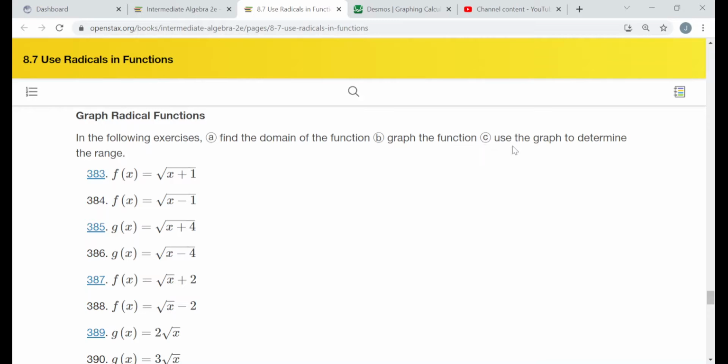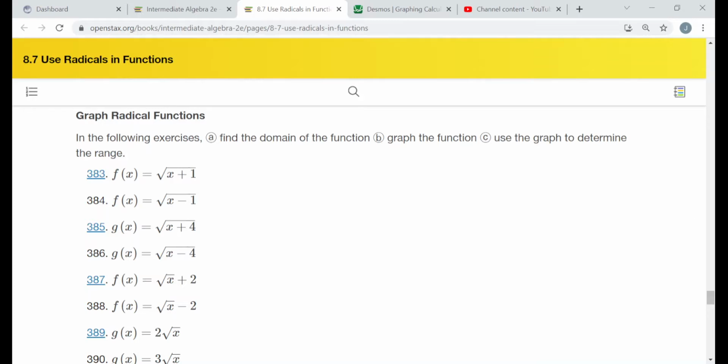And then we're going to use the graph to determine the range. Now remember, the range of a function was the set of the outputs. The domain is the set of the inputs. The range is the set of the outputs. For the domain, you're looking at the x-axis values that are used. And for the range, you're looking at the y-axis, the vertical axis values that are used in the graph.